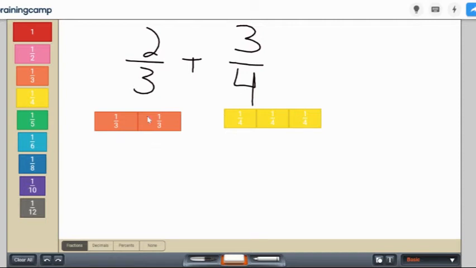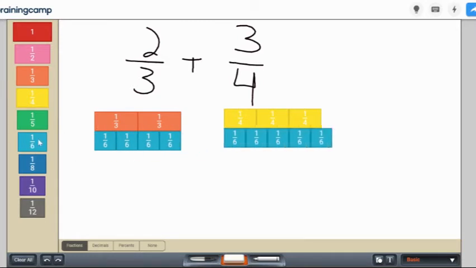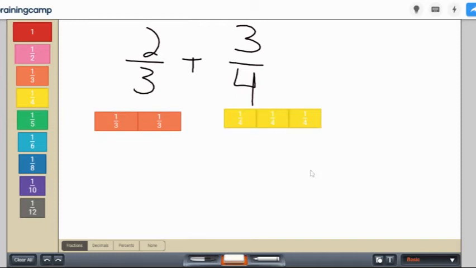They can go through and figure out how we can play with them here. We know sixths will work for thirds because it is a multiple, but will it work for fourths? Not quite. So the students can go through and play around this way if they wanted to. They can also use the wall.